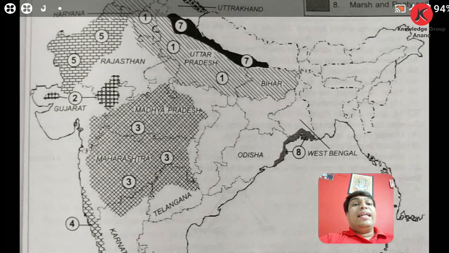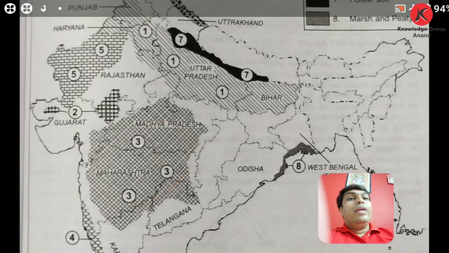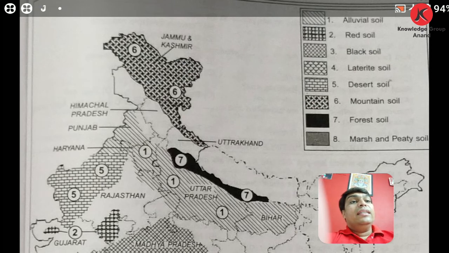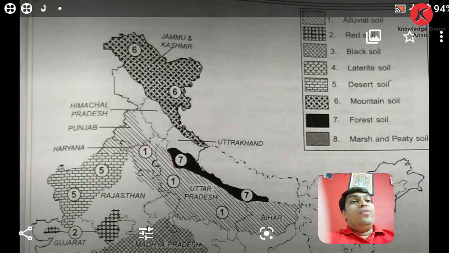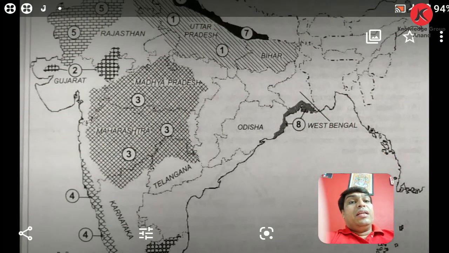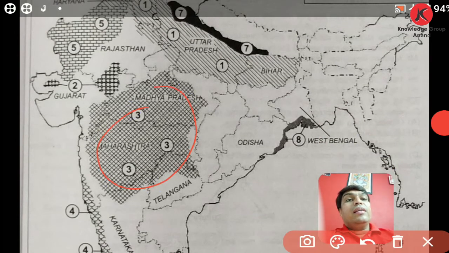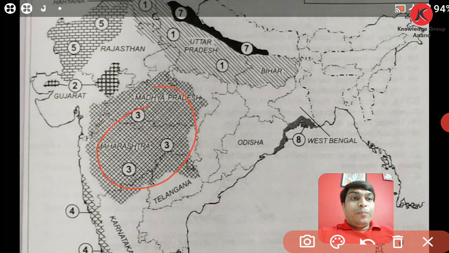Now friends, let us discuss the third part, that is the black soil. Friends, you can see this whole region that contains red soil. Here you can clearly see the third one, that is the black soil. Now we are learning about the black soil. This whole region is shown where the black soil is found.